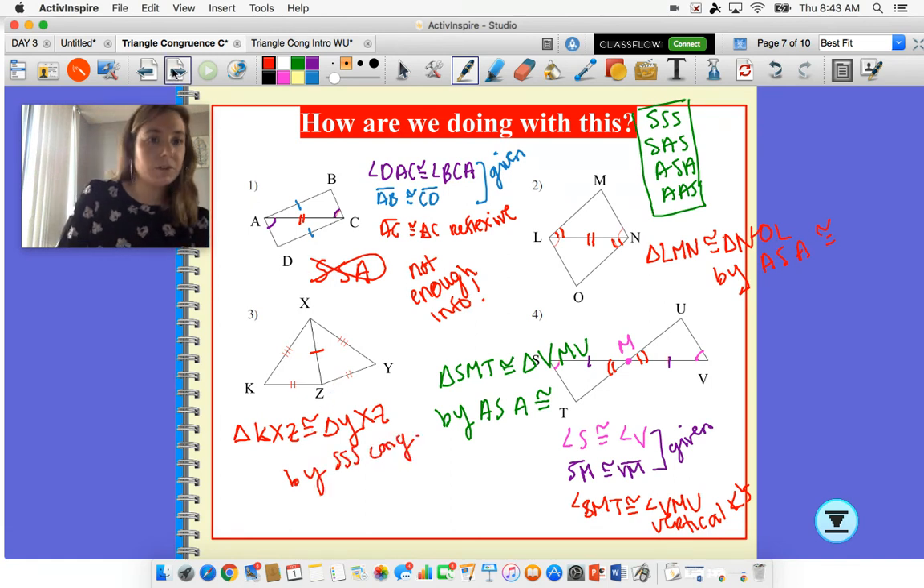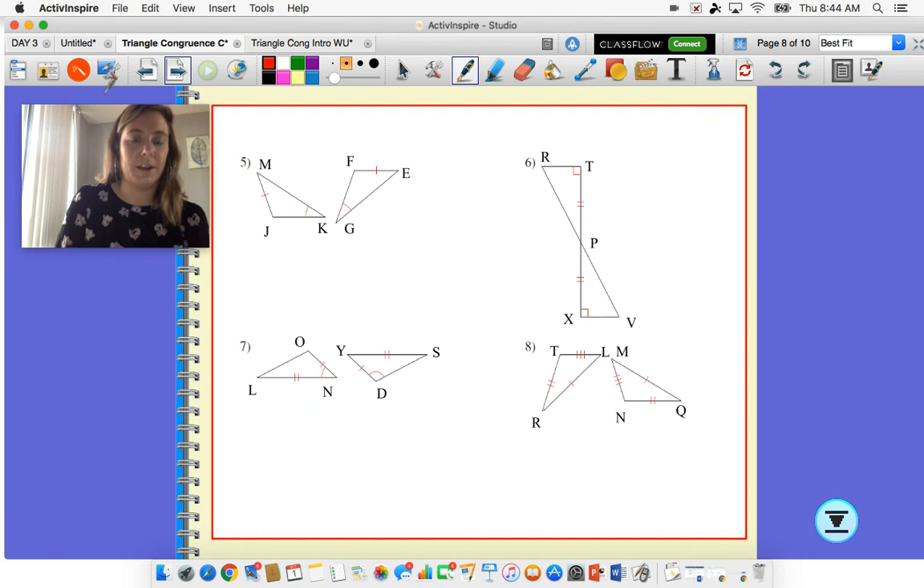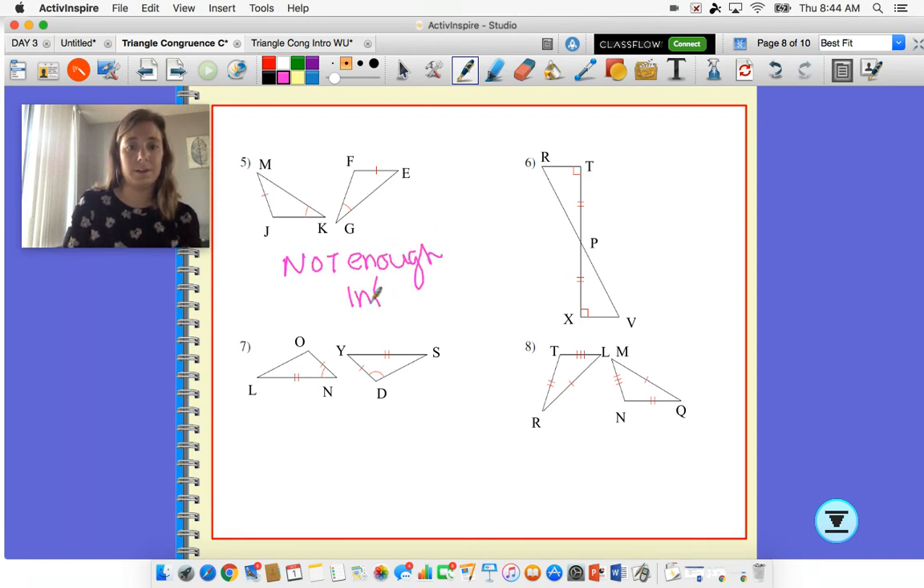So I have a few more practice problems over here, and I'm actually just going to write the answers. I'm going to talk through them. I'm not going to write them out so formally. So these two right here, I only have two pieces of information. Right away, not enough info. They're not necessarily not congruent, I just don't know enough.